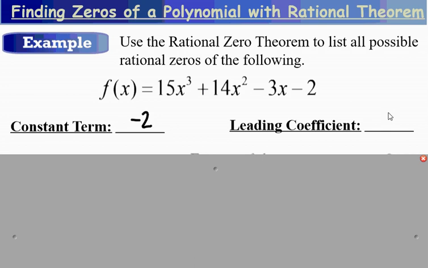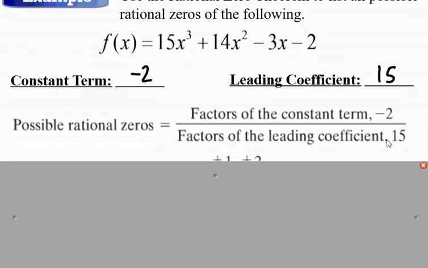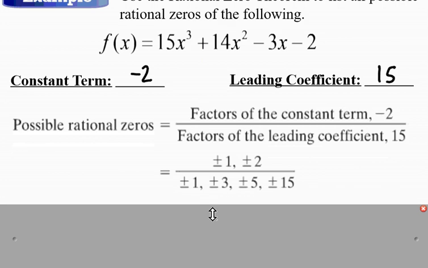And then the leading coefficient is a 15. So now I know that the possible zeros that I need to check are all of the numbers that can be written as a fraction, where the numerator is a factor of the constant term, which is -2, and the denominator is a factor of the leading coefficient 15, which means my fractions must be of the following form.